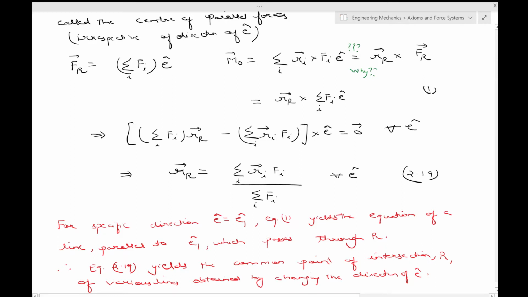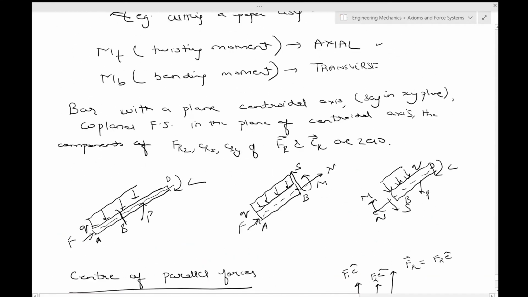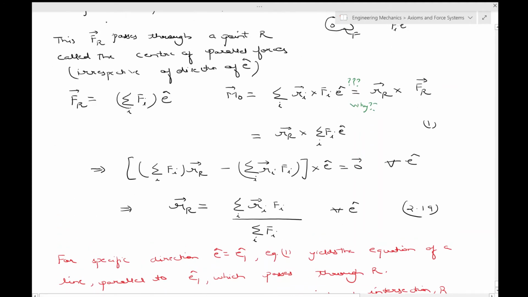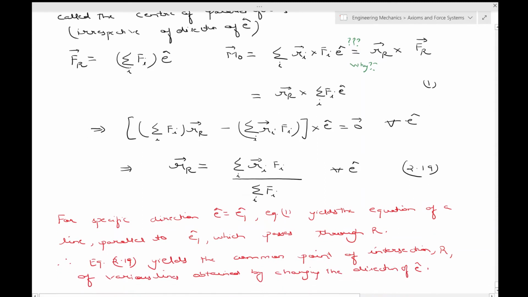Okay, so this is something which you should be able to write. Okay, I will tell what you have to do. Write equation 1 and replace E by E1. Okay, that would be like one specific E1. Then write equation 1 again by replacing E with E2. Then write equation 1 again by replacing E with E3. So now you have the equation of 3 lines. Okay, and then equation 2.19 is true for all E's, meaning E1, E2 and E3, and hence it must be a point which satisfies all the 3 equations of the line, and therefore this statement in red.